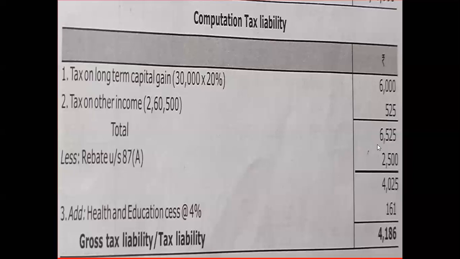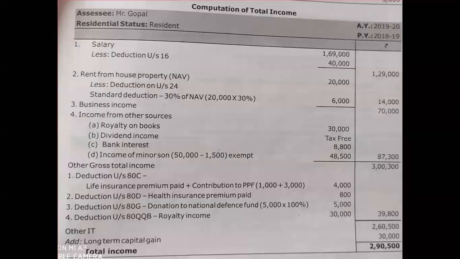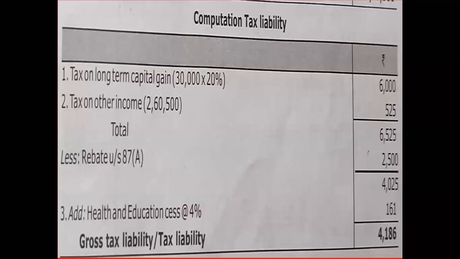Now we need to check whether he is eligible for the rebate. If the total income is less than 3,50,000, he can claim the rebate under section 87A. So total income is 2,90,500, which is less than 3,50,000. So he can claim the rebate under section 87A. That is, gross total tax or maximum 2,500, whichever is less, you can claim as rebate. So 6,525 or 2,500, whichever is less, that is 2,500 is the lesser amount. So 2,500 will be taken as rebate.